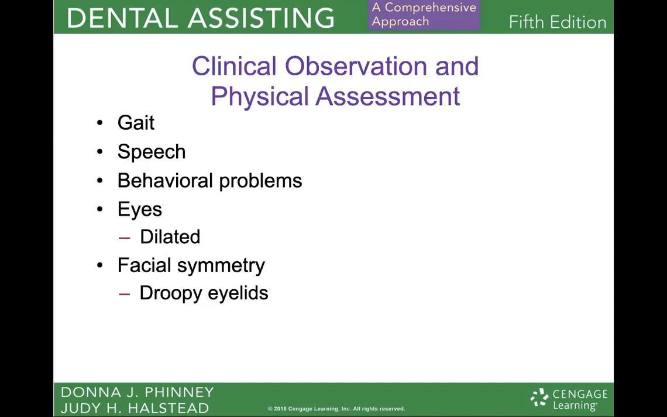Clinical observations relate to any deviations from normal that the dental assistant may note while speaking to and observing the interactions he or she is having with the patient. This can include the gait, which is the way the patient is walking, speech, if they're having any type of speech problems or issues with speaking, any behavioral issues, their eyes, whether or not they're dilated, I'm talking about their pupils, and then facial symmetry. We want to watch for any signs of stroke or anything like that. If any side of their face is drooping, such as their eyelids, we will want to note that in their records.